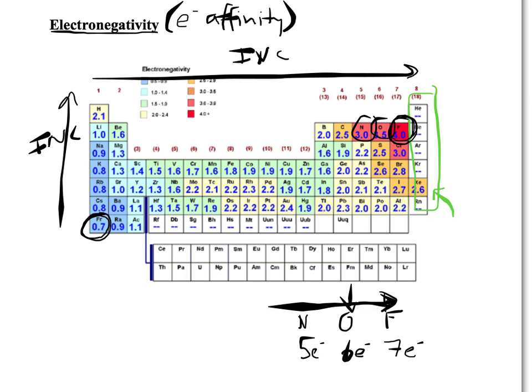Oxygen, on the other hand, has 6 valence electrons, so it needs 2 more. So it's still pretty close to satisfying the octet rule, but not as close as fluorine. And as a result, its electronegativity is a little bit less. We see on the scale 3.5, compared to 4.0 for fluorine. And as we go to the left for nitrogen, nitrogen is now 3 valence electrons away from satisfying the octet rule, so it's not going to want electrons as badly as oxygen or fluorine, so it's going to have an even smaller 3.0 electronegativity.